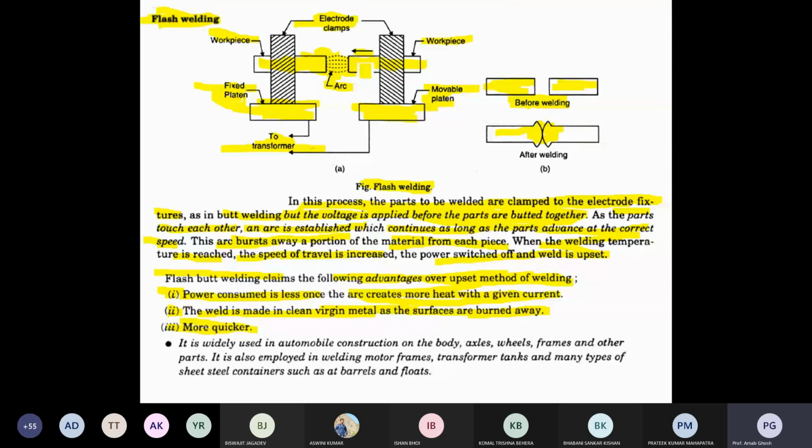Application: it is widely used in automobile construction, on the body, axle, wheels, frames and other parts of the car. It is also employed in welding motor frames, transformer tanks, and many types of sheet steel containers such as barrels and floats. If you see different oil barrels, you can also see that welding.